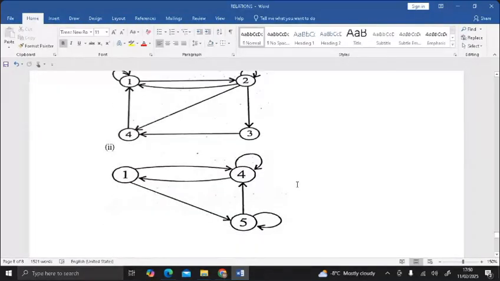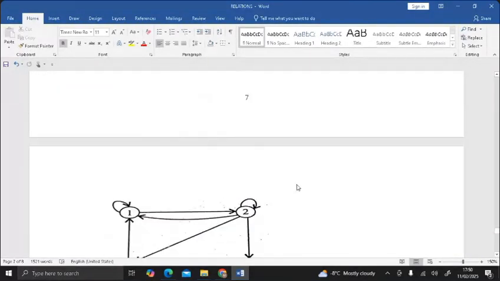Now, transitivity, reflexivity, and symmetry being satisfied means that R, which is defined by this, is an equivalence relation.